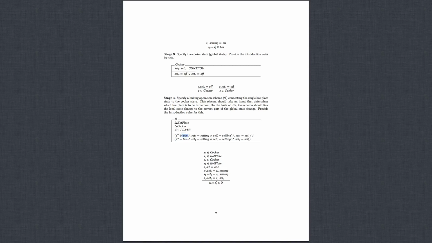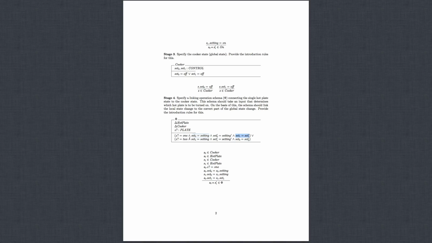Now, let's see. When we're talking about hot plate number 1, then the before value of the cooker, set 0, must be the same as the before value of the hot plate setting. And similarly, the after value of the cooker, set 0, must be setting prime. And the other hot plate, set 1, doesn't change at all. That's easy to overlook, that last bit.